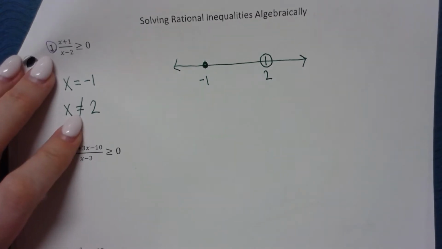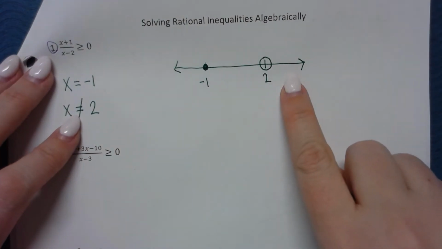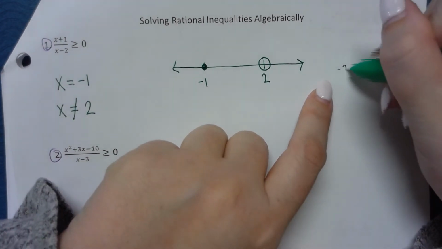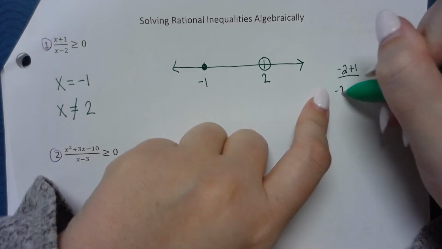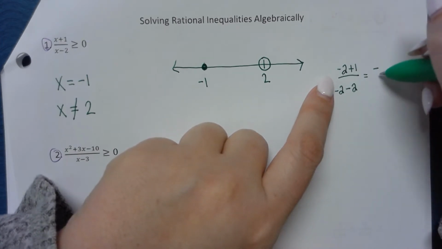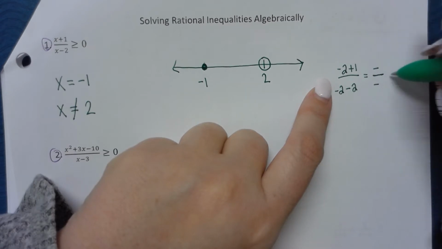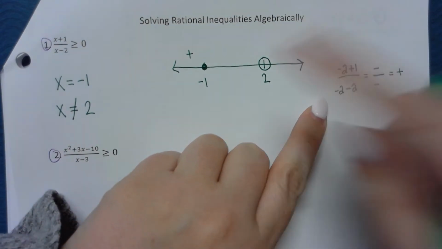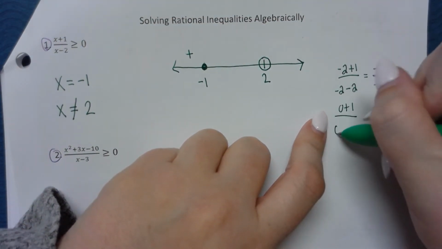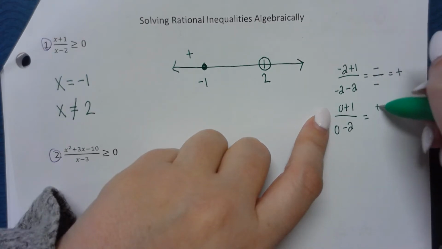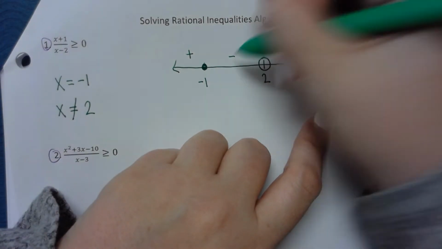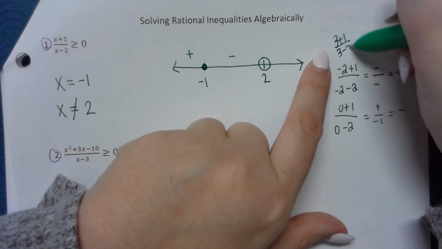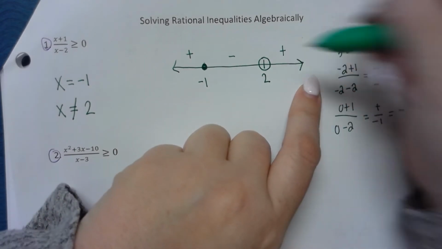Now from here, we're still going to do the same thing. We're going to plug in a number in each interval and see if we get positive or negative. So if I plug in -2, I've got -2 plus 1 over -2 minus 2 would give us a negative divided by a negative, which would give us a positive. If I plugged in a number here, 0, let's say, 0 plus 1 over 0 minus 2 would be a positive over a negative, which would be a negative. Then I could plug in 3. 3 plus 1 over 3 minus 2 is going to give us another positive.